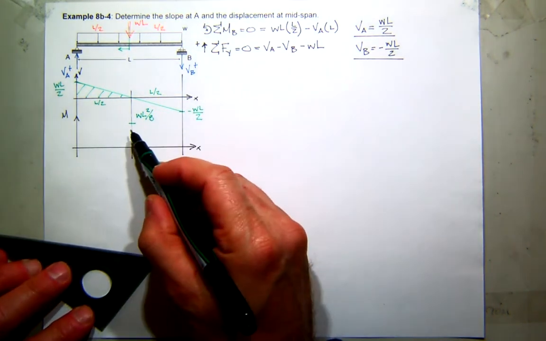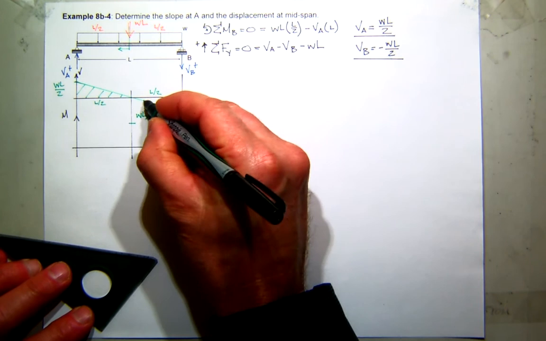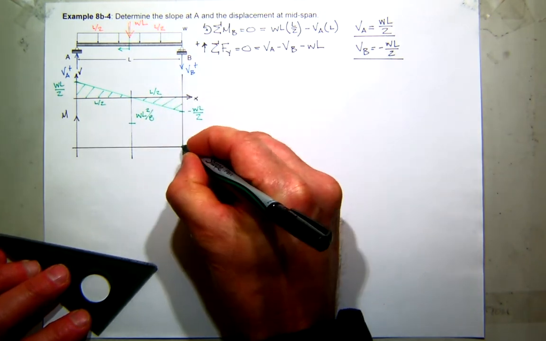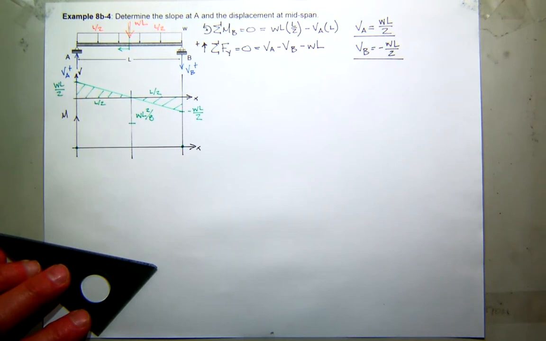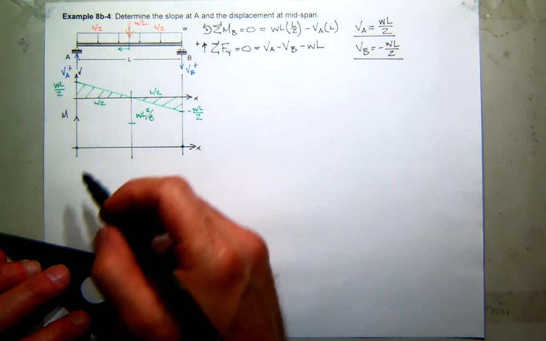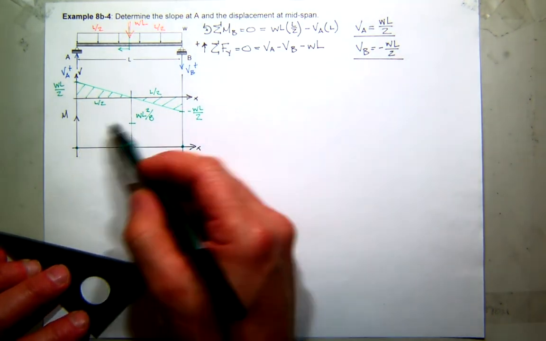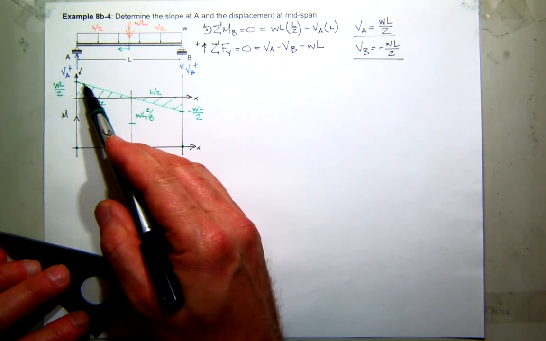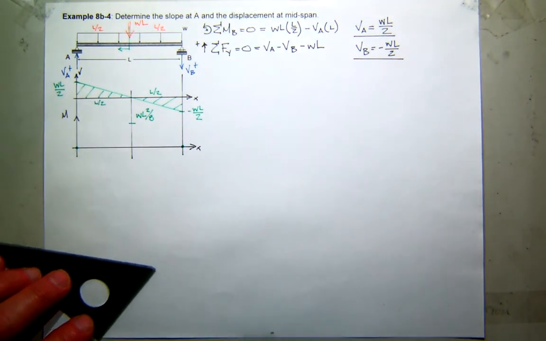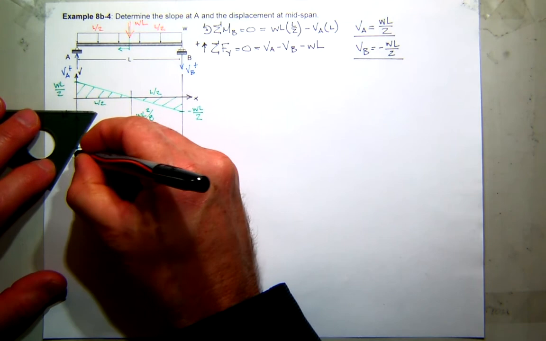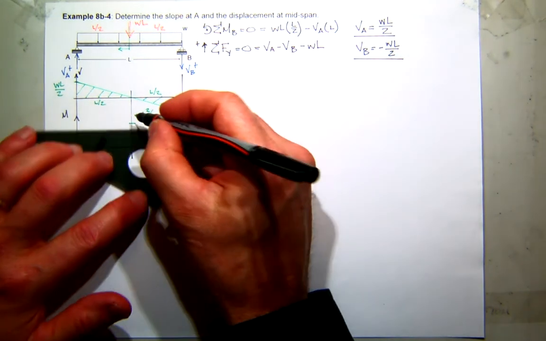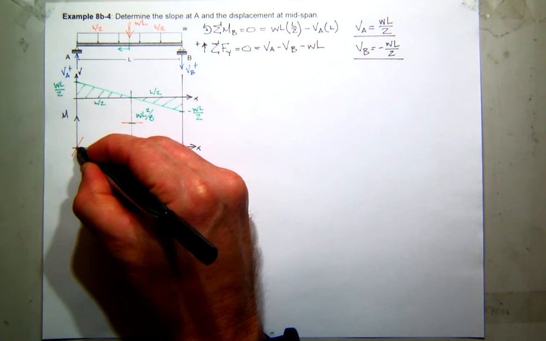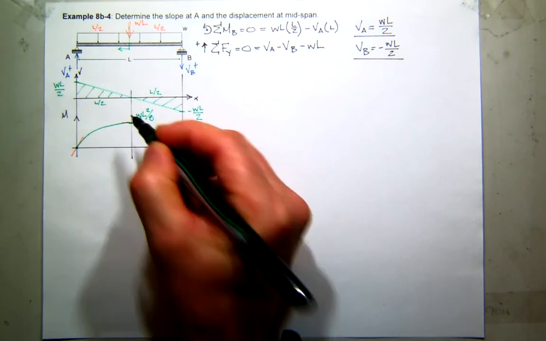And then, of course, the change from the midpoint down is minus WL squared over 8, and that brings us back to 0. So everything is good. Now, what's the shape of the moment diagram? Well, the shape of the moment diagram is given by the shear. The shear starts off positive and decreases to 0. So here's a positive slope, and then here's 0 slope. So we get a parabolic section, looks something like that.